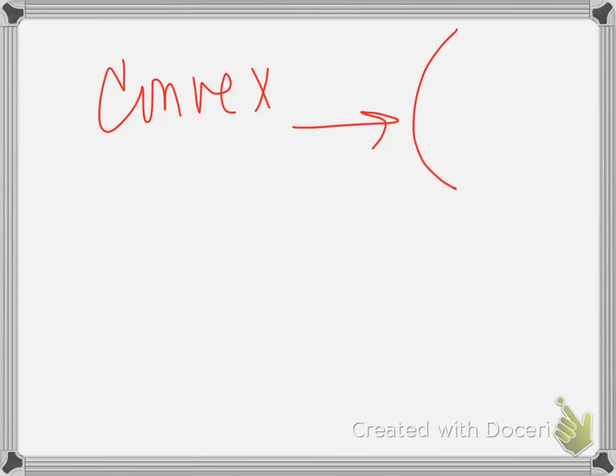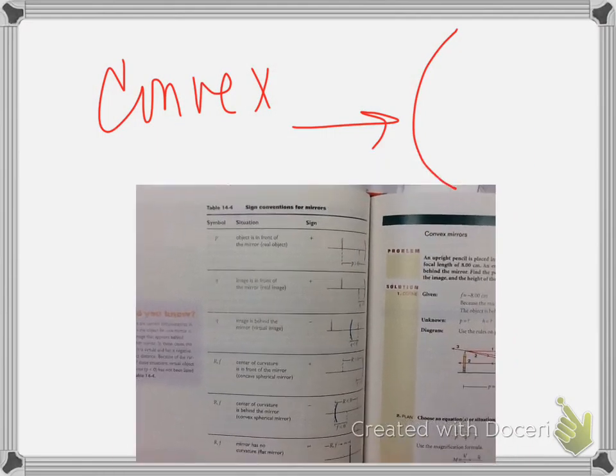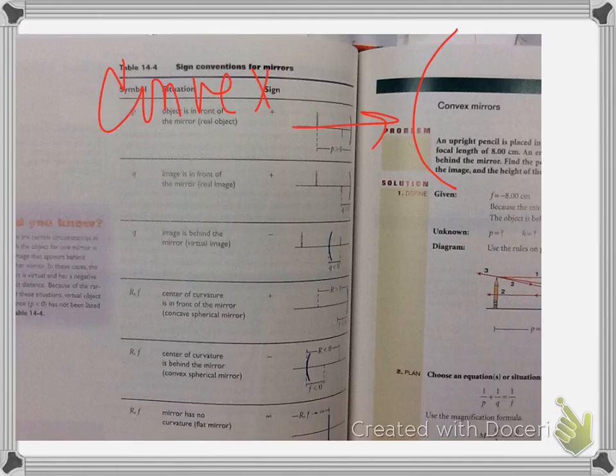It's hard to read from here. But we've already talked about this. Positive is the front side of the mirror, negative is the back side of the mirror. P, which is where your object is. Oh, it wasn't recording. Well, that's lovely.